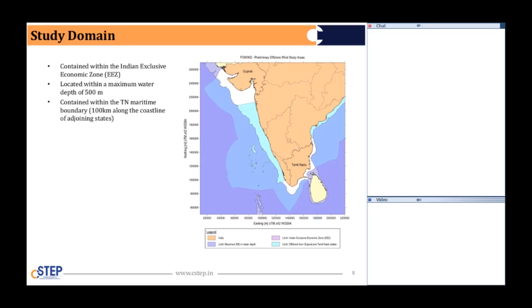DNV GLS, our technical partners, had bathymetry data sets of up to 500 meters. So they suggested that we could explore this extent of the region for depth for different foundations. And the state maritime boundary of about 100 kilometers along the coastline too was considered. So in this map, you can see the white region just under Tamil Nadu, and similarly, WISE connects the study in Gujarat to the white region of Gujarat.